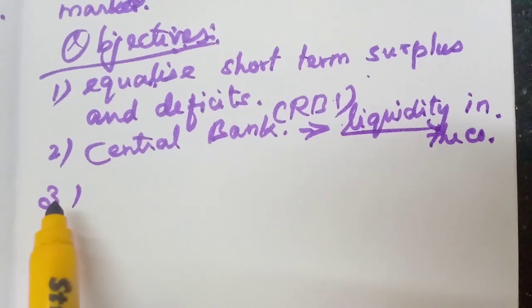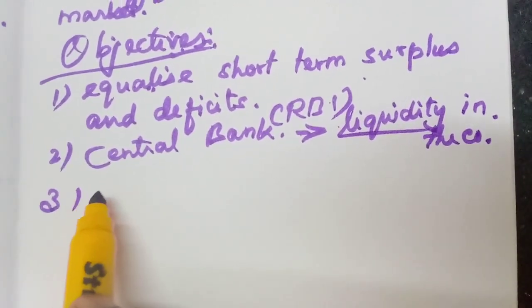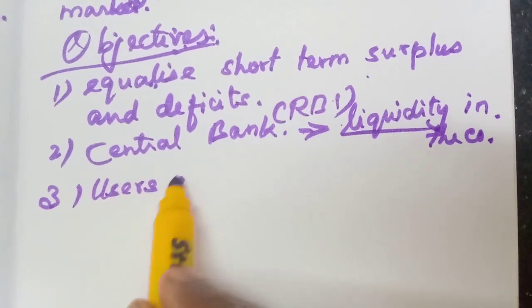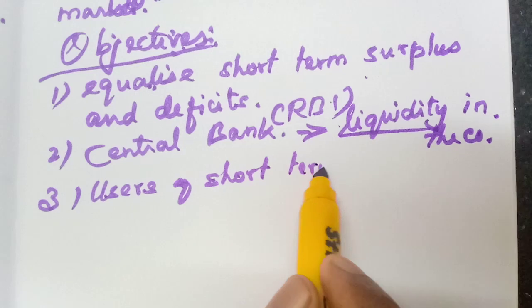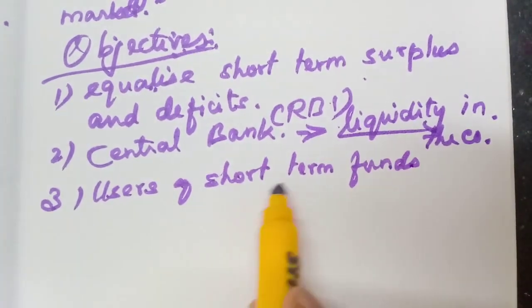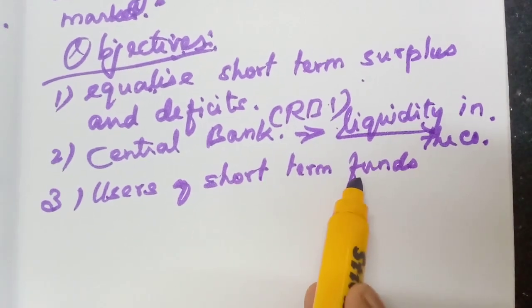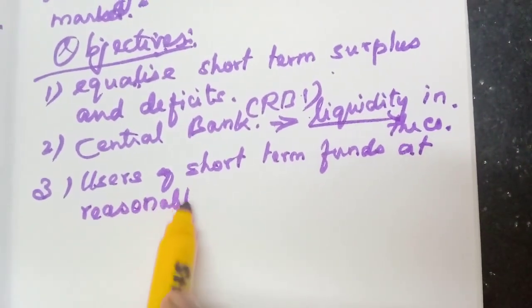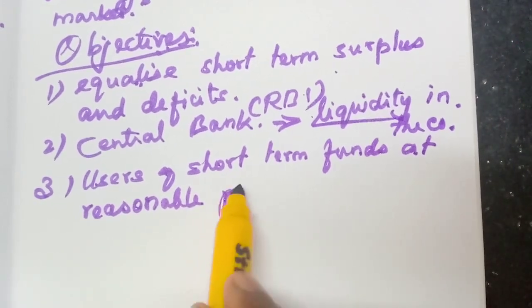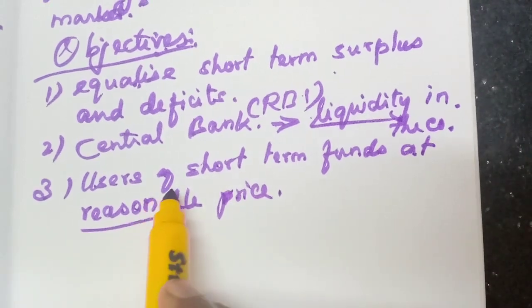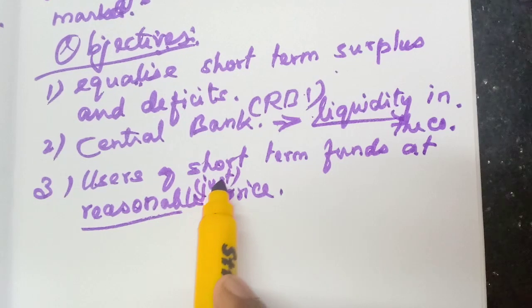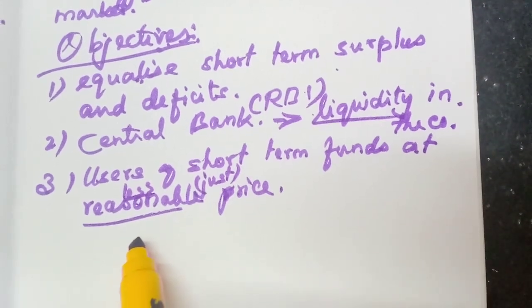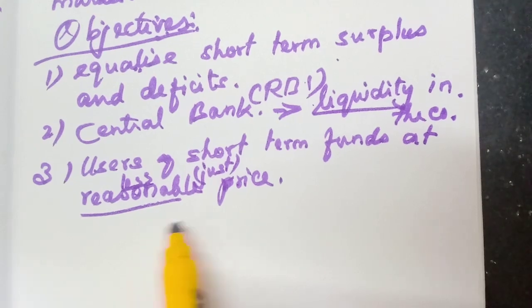The third point is, those who are in need of this, we can say the users of short-term money, short-term funds also we can say. The users, those who are using these short-term funds, should get these funds at a reasonable cost. They may not spend a lot of money to get these short-term funds. Reasonable price means somewhat just price, not more. Maybe comparatively less price. That is called reasonable.